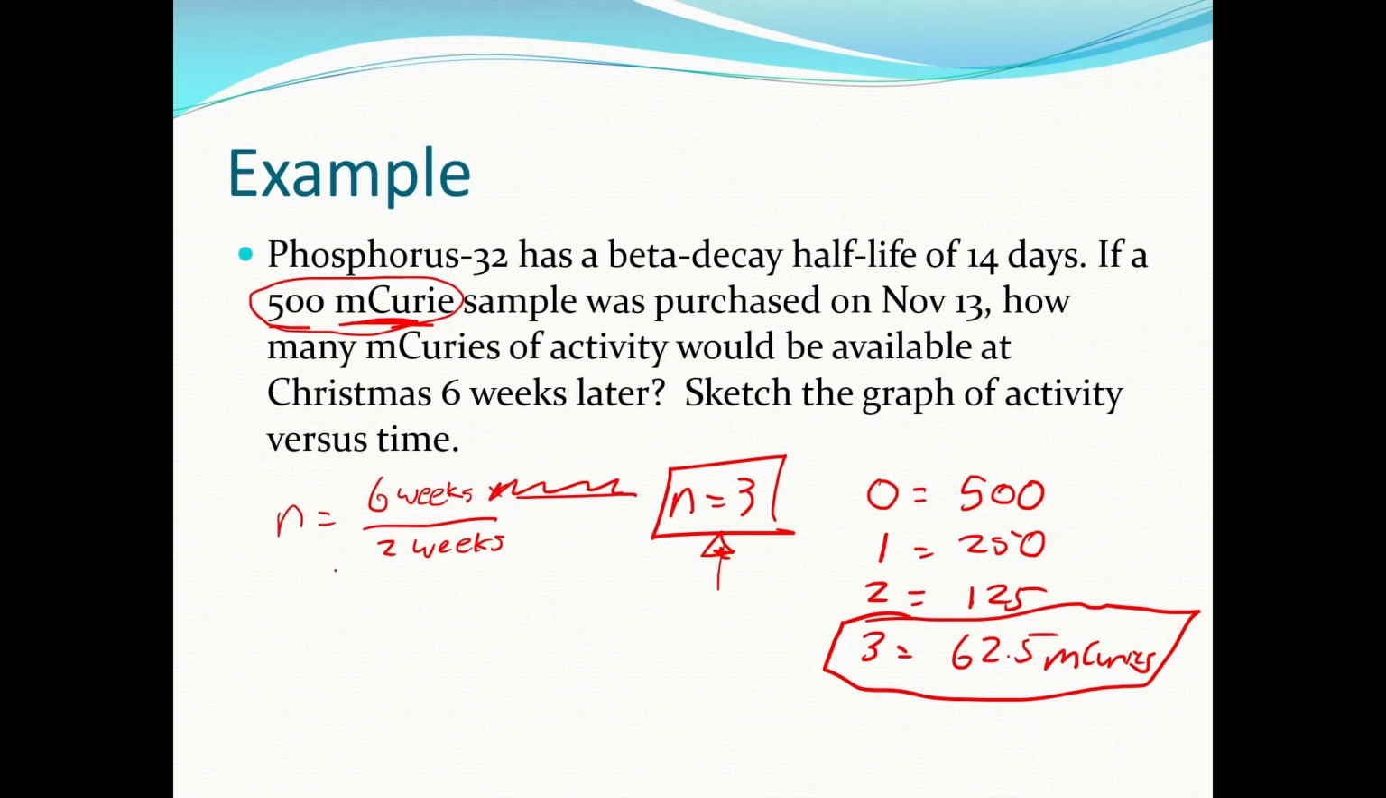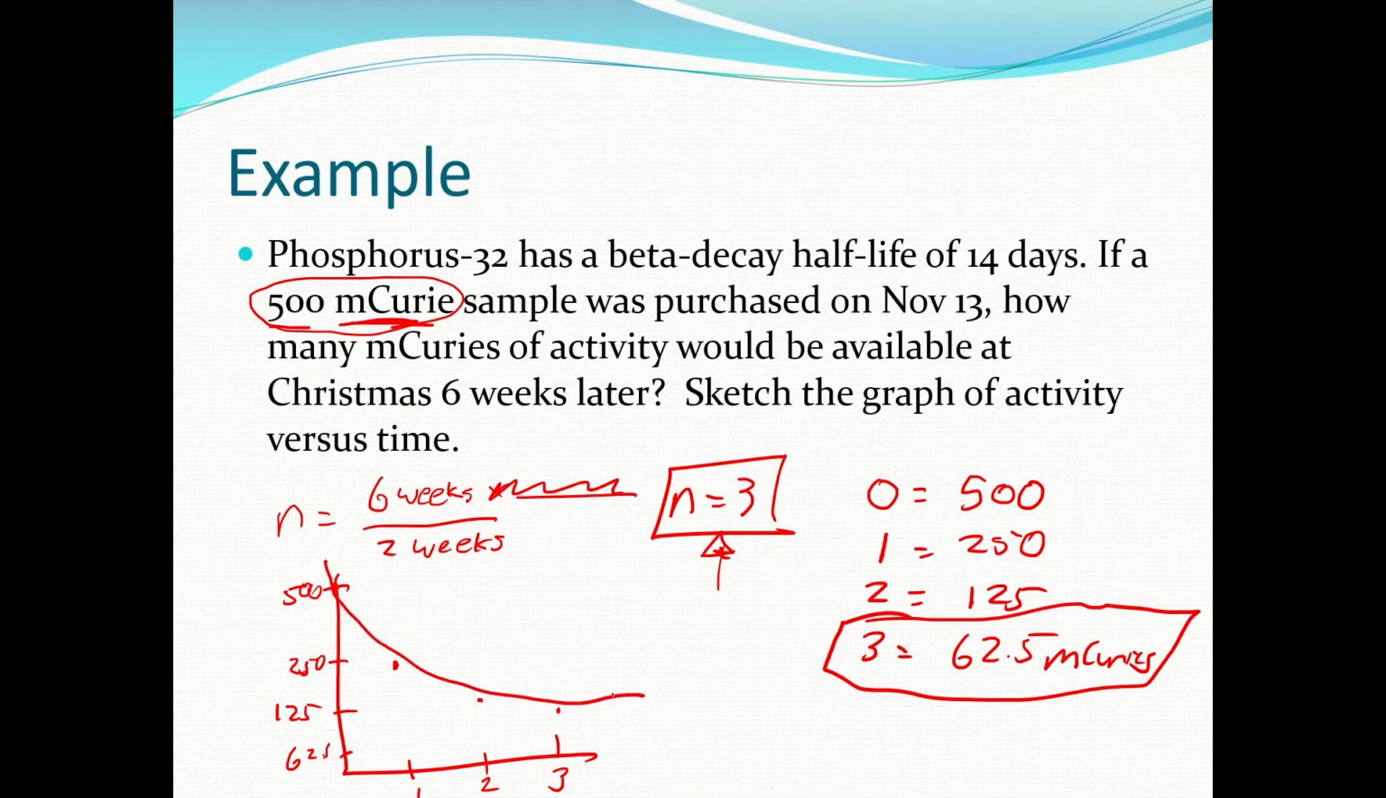And it asks us to graph it out. So this is 1 half-life, this is 2 half-lives, this is 3 half-lives. So this is 500, this is 250, this is 125, and this is 62.5. Right, so we start up here, we go here, and then here, and then here. So this is what our graph looks like.